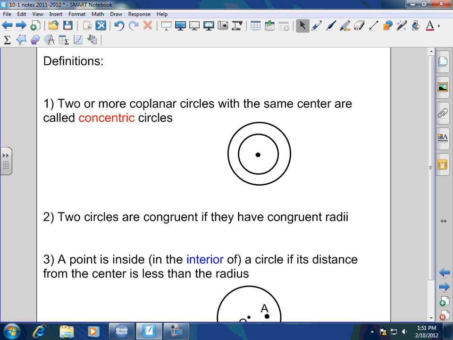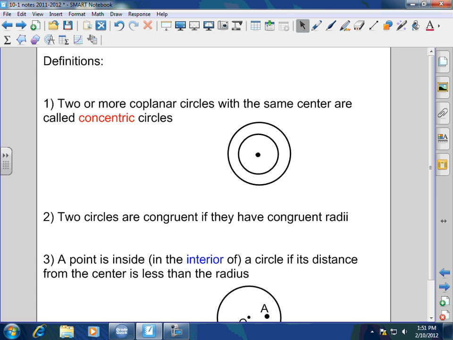Now, two circles are congruent if they have congruent radii. Think about it. Radii is what determines the circumference and the area of a circle. So if they have the same radii, they're going to be congruent circles. Okay? If they have congruent radii, they're congruent circles. If they have congruent radii, let's say the radii is 3 and 3, they're going to have the same circumference. They're going to have the same area. So therefore, they're congruent circles.